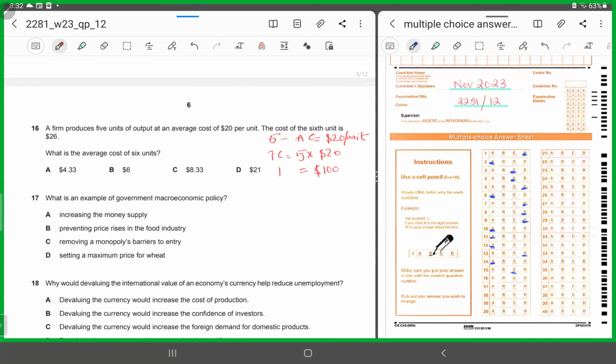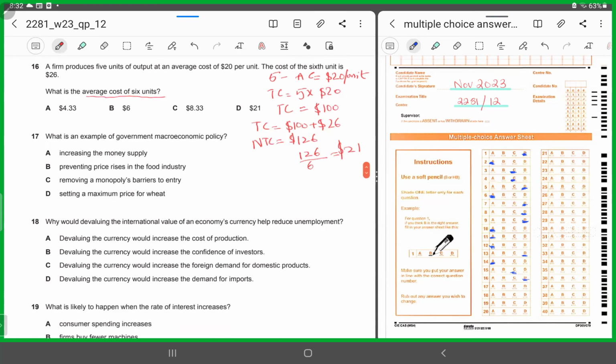Now they're saying they've added on to another unit, right? So total there are 6 units. Now the cost of the 6th unit is 26. So what will be the total cost now? The total cost will be 100 plus $26. It has to be 126. So this is your new total cost. I'm writing NTC, right? So now they want you to find out the average cost of the 6 units. Now it has to be 126 over 6. It has to be 21. Correct? So far with me? All right, good. 16 has to be D.